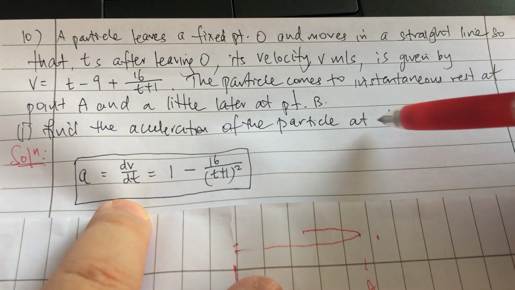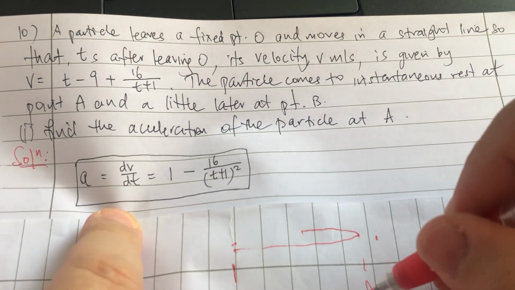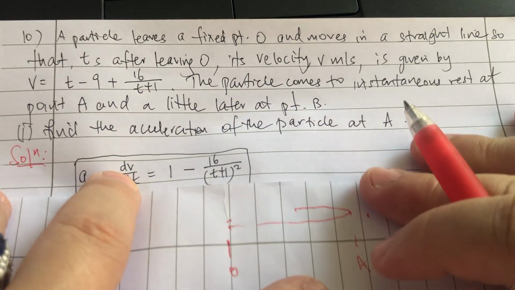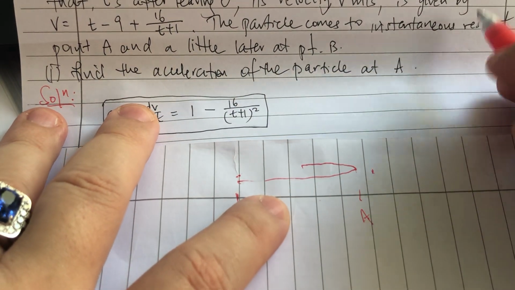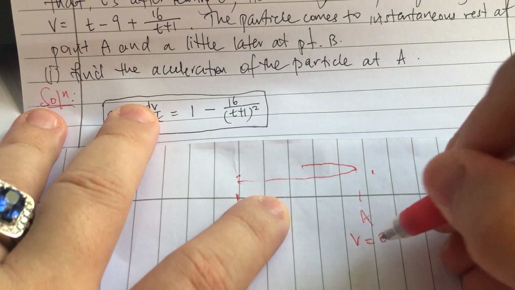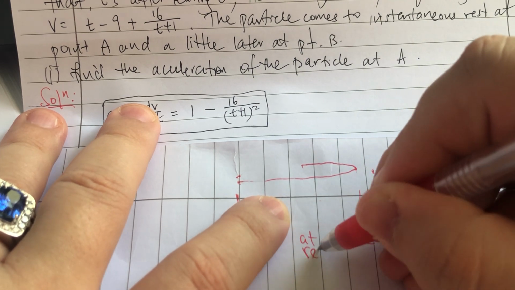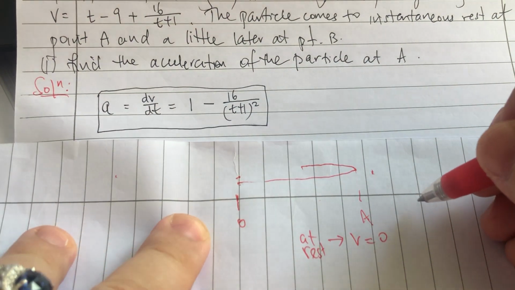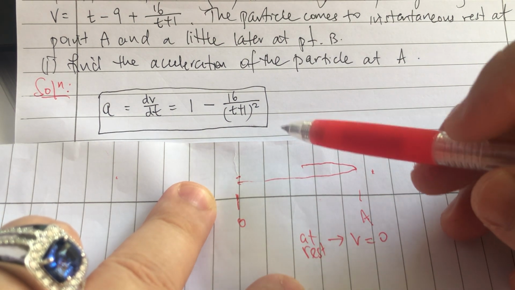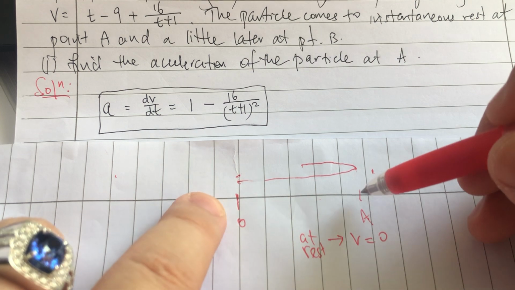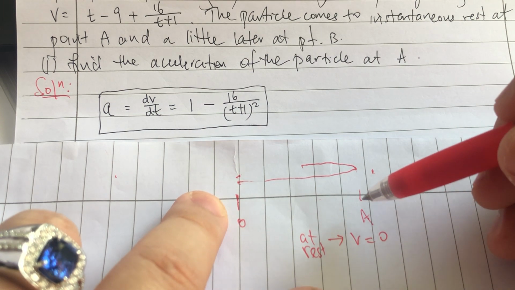Find the acceleration of the particle at A. Do we know what is going on at A? Yes. We know that at A, it was at rest. At rest means velocity equals 0. Okay, everybody? So this is important. Now, after you have done this, then now do what?